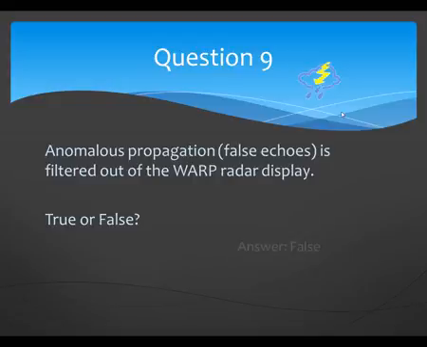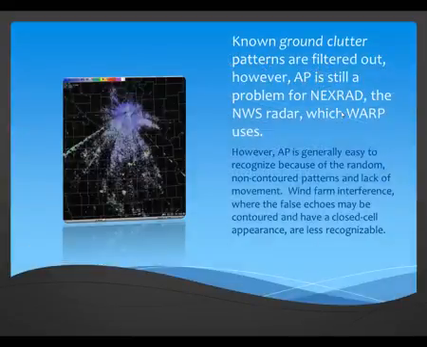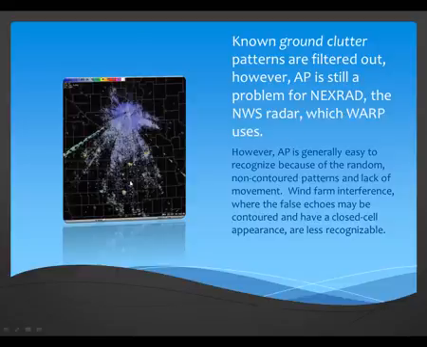And the answer is false. Known ground clutter patterns are filtered out. However, AP is still a problem for NEXRAD, the National Weather Service radar, which WARP uses. However, AP is generally easy to recognize because of its random, non-contoured patterns and lack of movement. Wind farm interference, where the false echoes may be contoured and have a closed cell appearance, is less recognizable.